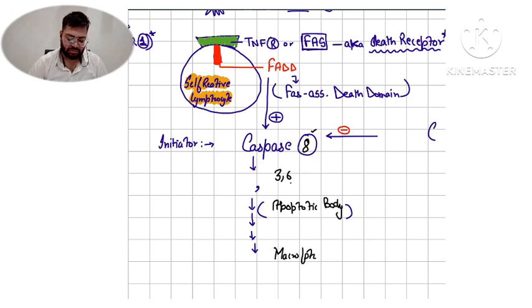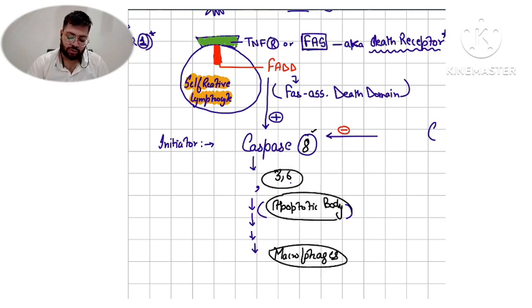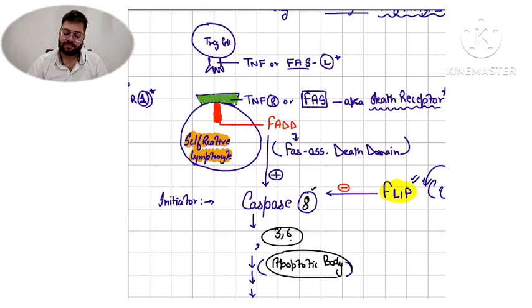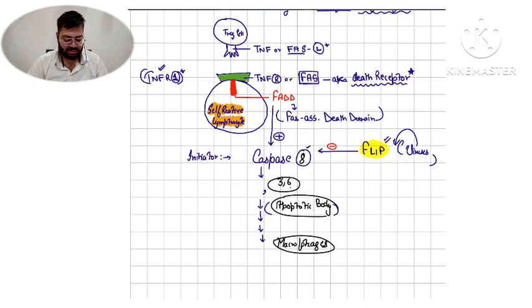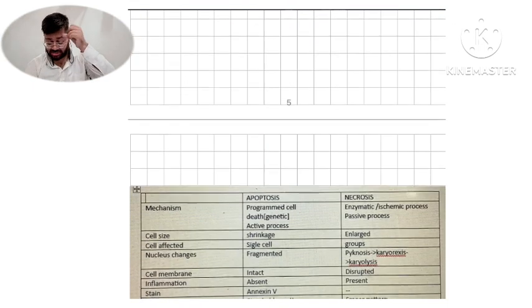That sequence remains. One protein we need to know is called FLIP protein. This inhibits caspase 8. This protein is found in viruses. A few viruses got FLIP, and they will inhibit the extrinsic pathway and prevent their own death. See, this is only the mechanism.